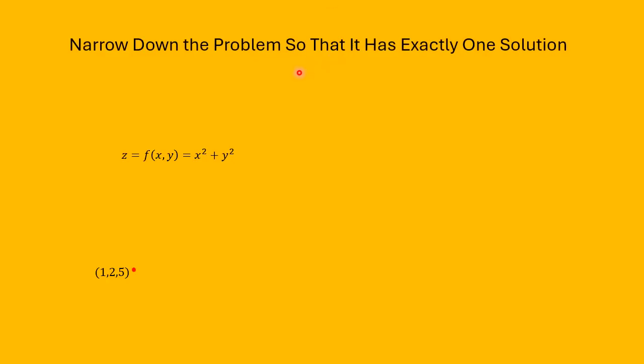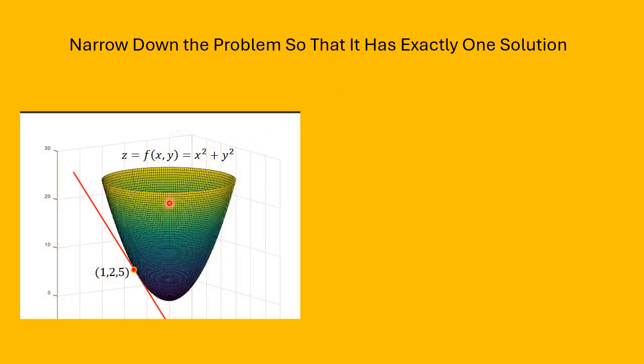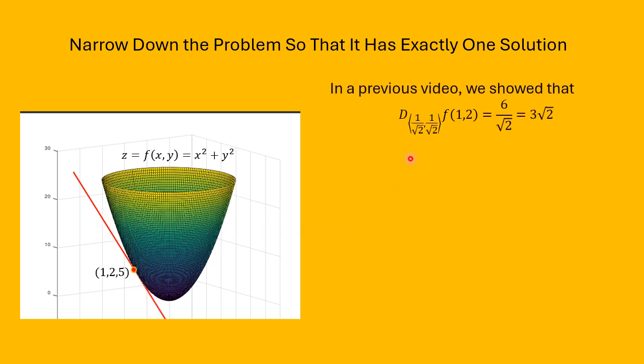So we want to narrow down the problem so that it has exactly one solution. So here is the paraboloid again. Here is the point (1, 2, 5), and we saw that there are many tangents to that surface at that point (1, 2, 5). So we're going to narrow it down the following way.